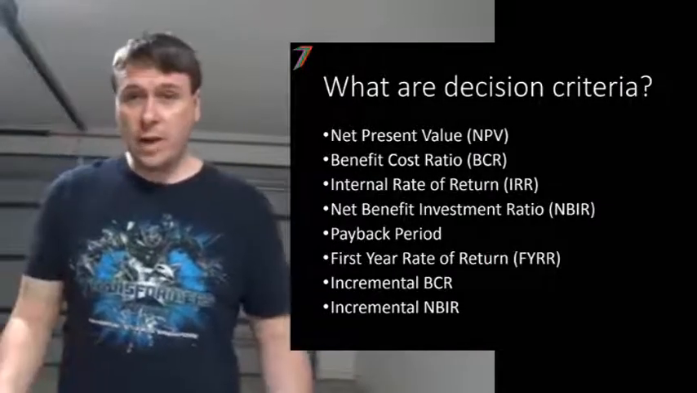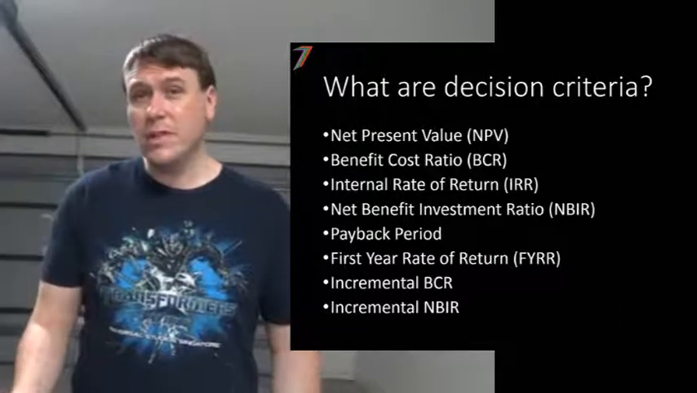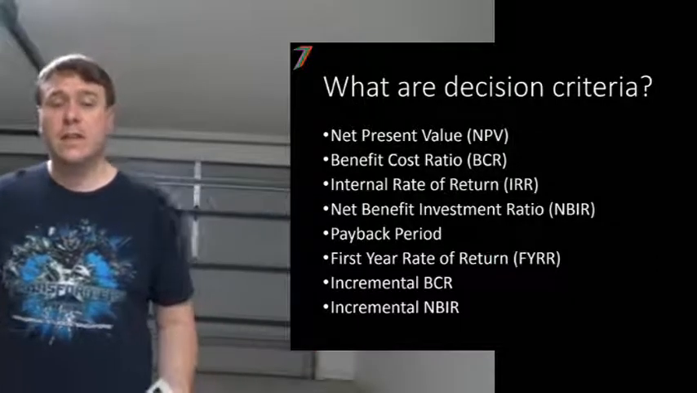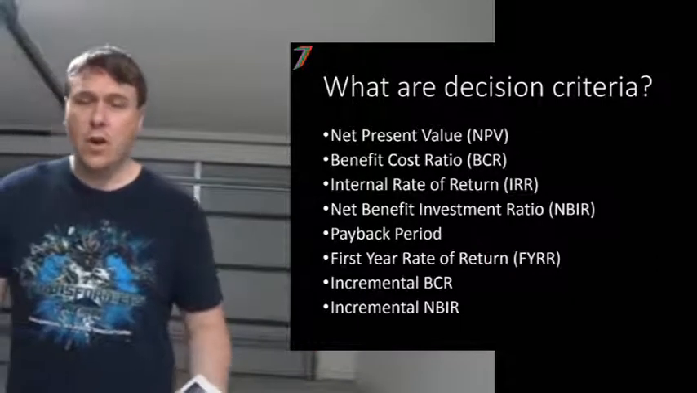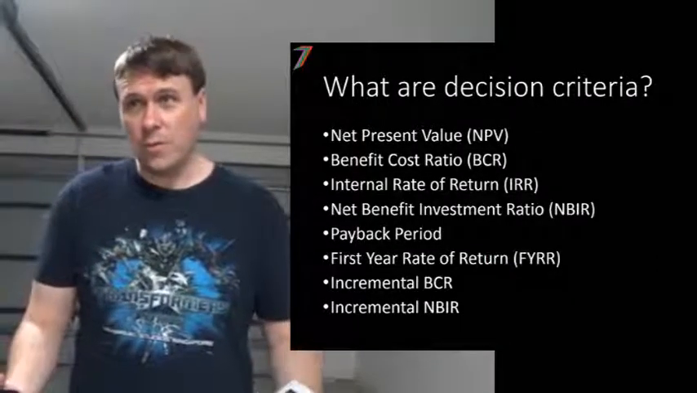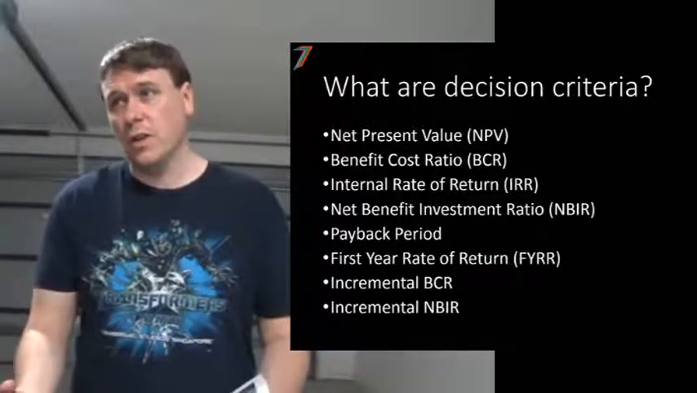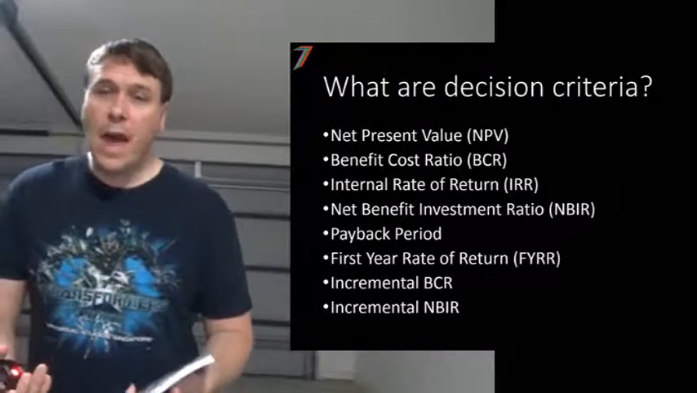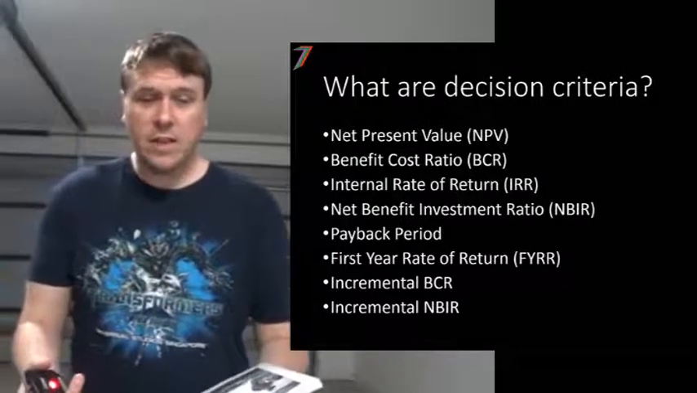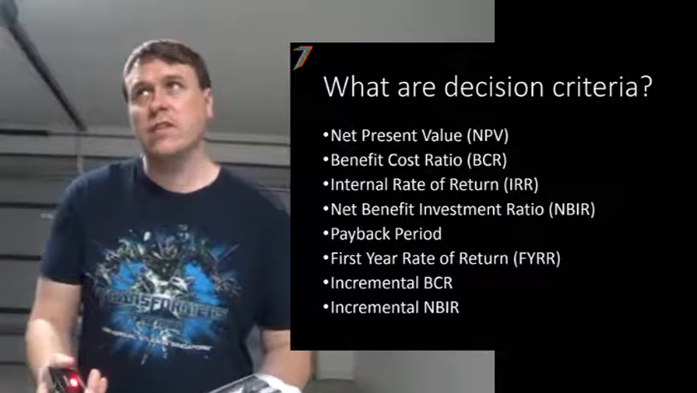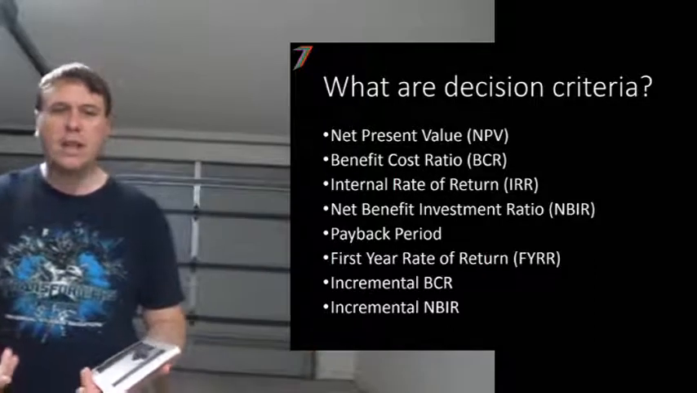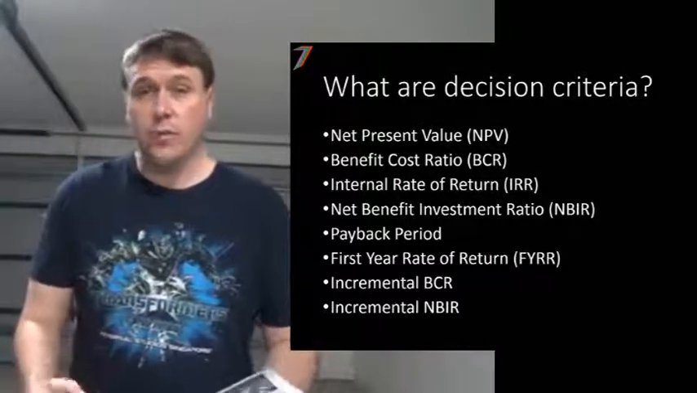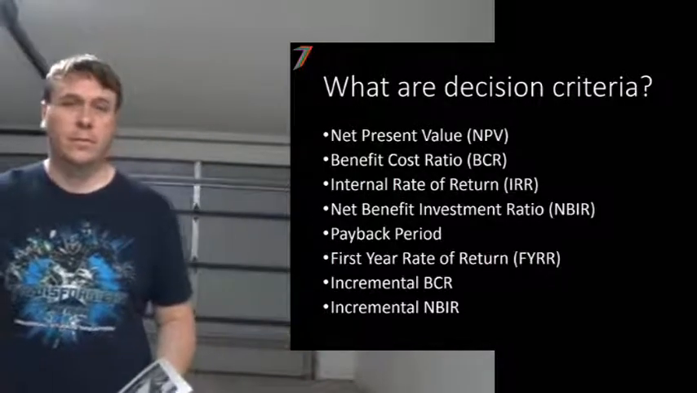And I've also got the incremental benefit cost ratio and the incremental net benefit investment ratio. What these are is basically a comparison between two options. You'd have the more expensive option and the lower cost option. The difference in cost between the two options will be compared with the difference in the benefits. So if your incremental benefits are greater than your incremental costs, that would indicate that the more expensive, higher cost option is probably a better choice.